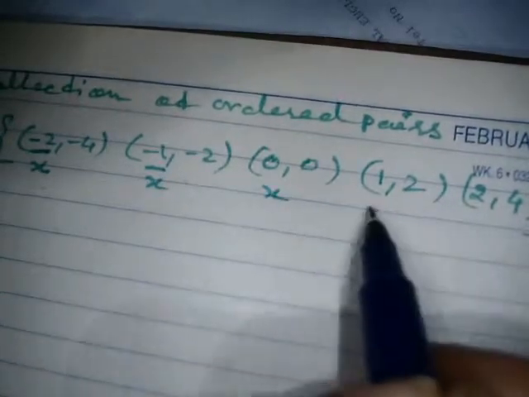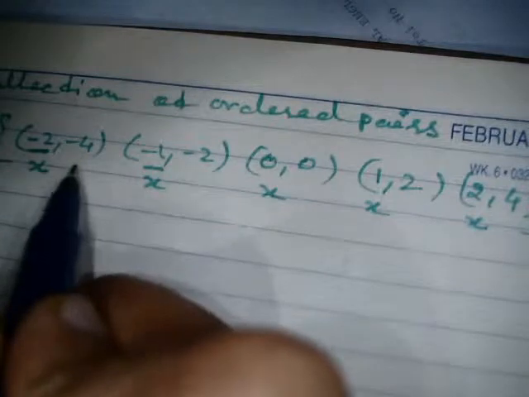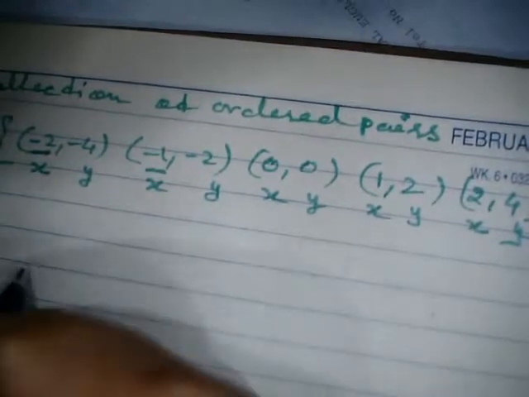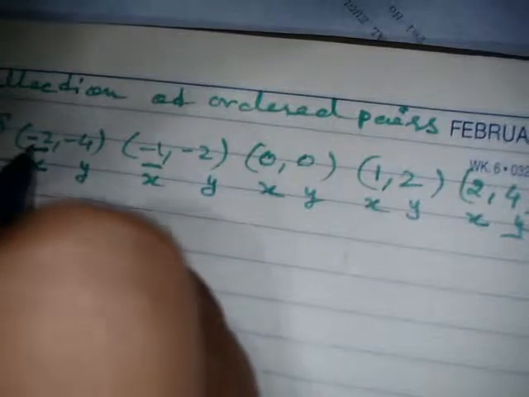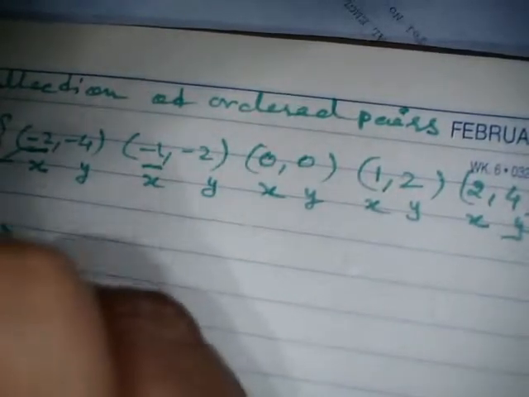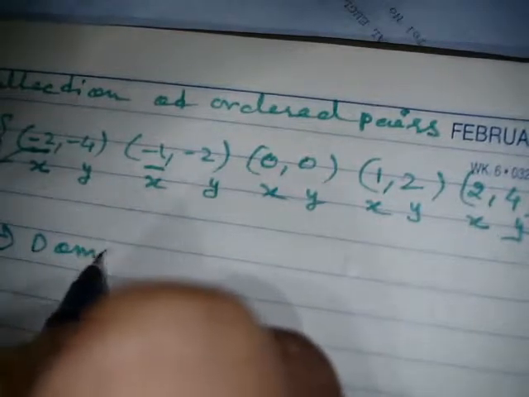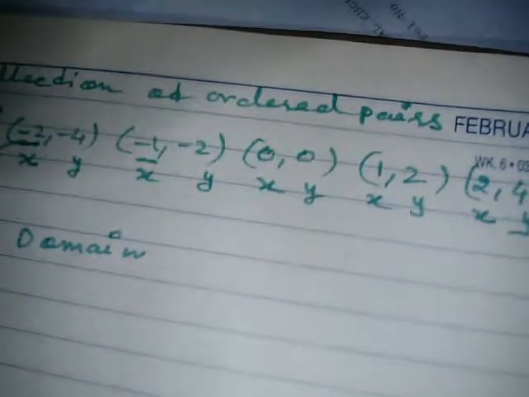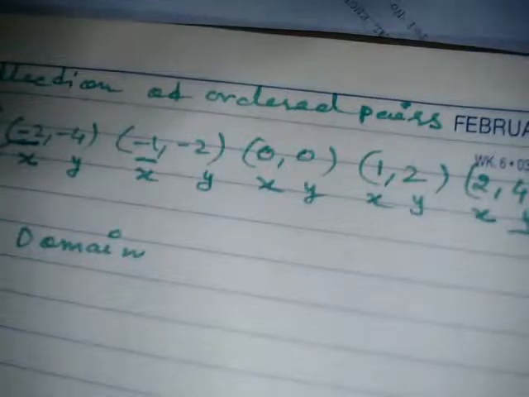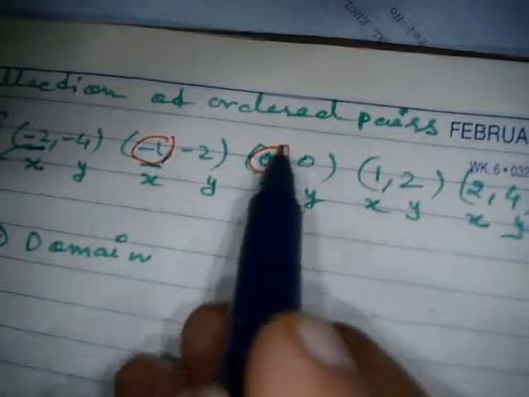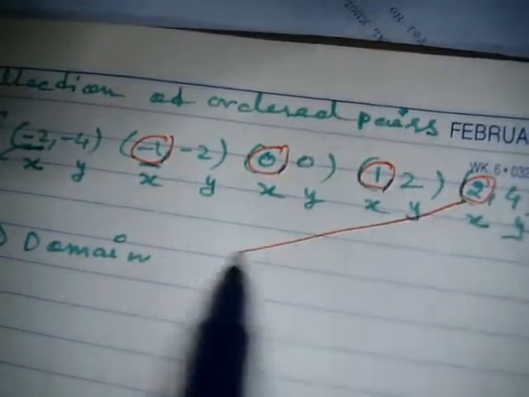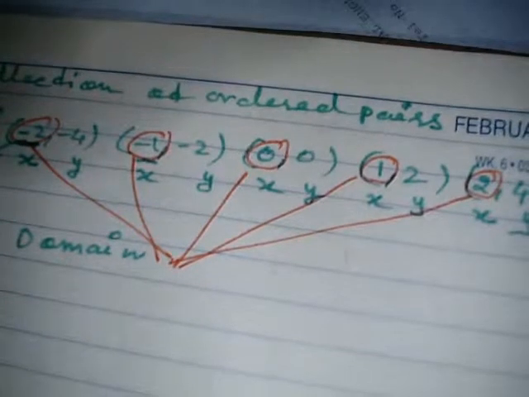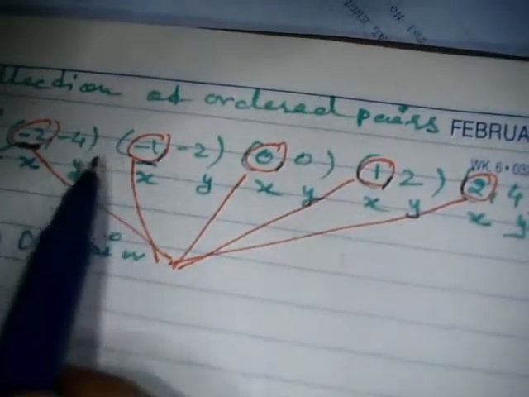Here, when we talk about relation and function, this first value, the x value, is called domain, and every second value over here represents range. So every first value represents domain, and every second value represents range.